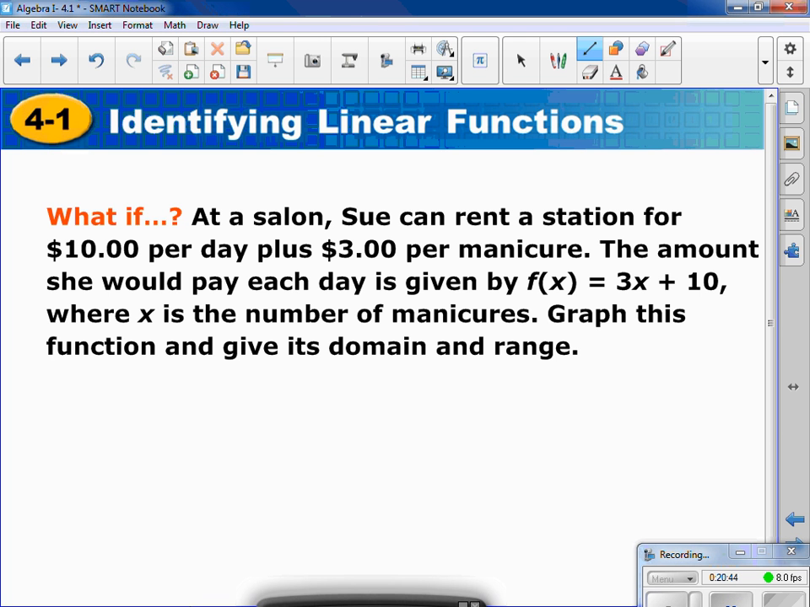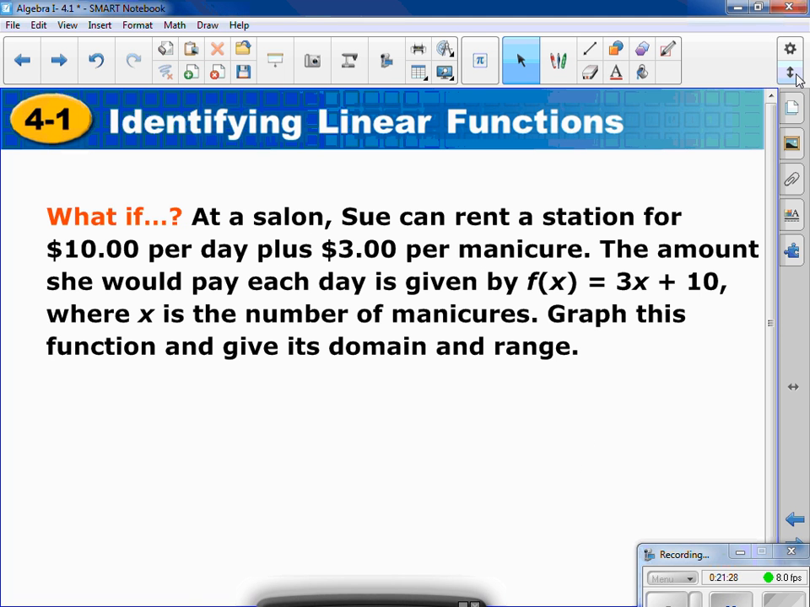All right, at a salon, Sue can rent a station for $10 a day plus $3 per manicure. And the amount that she would pay each day is given by f of x equals 3x plus 10, where x is the number of manicures. I have a couple issues here. What's the first issue? F of x just means it's a function of x. What's the first issue I might have? Anyone know? Nope, this is fine here.